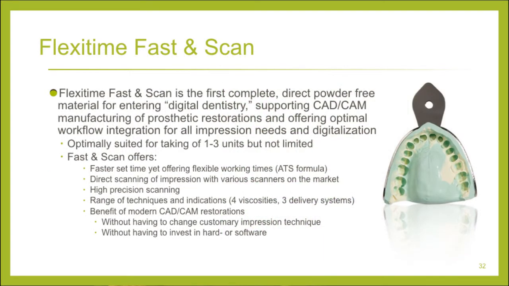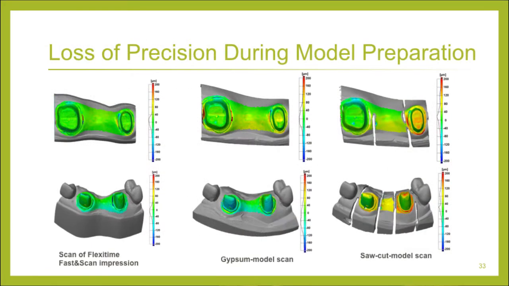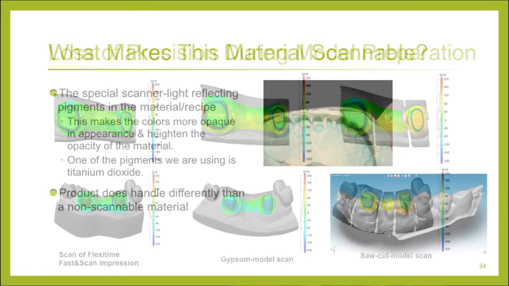The other thing that they offer is a scannable material. So if you have a scanner and you want to take the impression, just scan it digitally and then send the files to the lab. You can do that as well. And this is their Fast and Scan. There's a lot of great data on that. And as far as the precision, giving the lab the things that they need, it's another option if it's something that you're looking for in your practice.